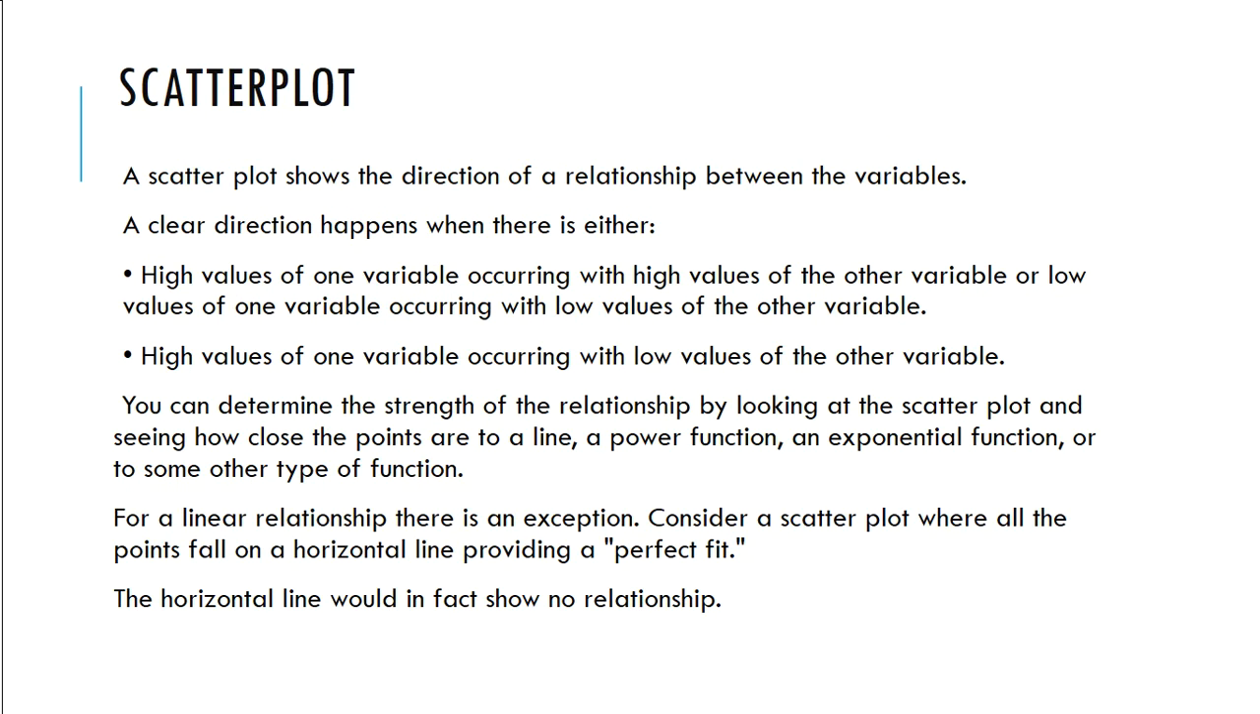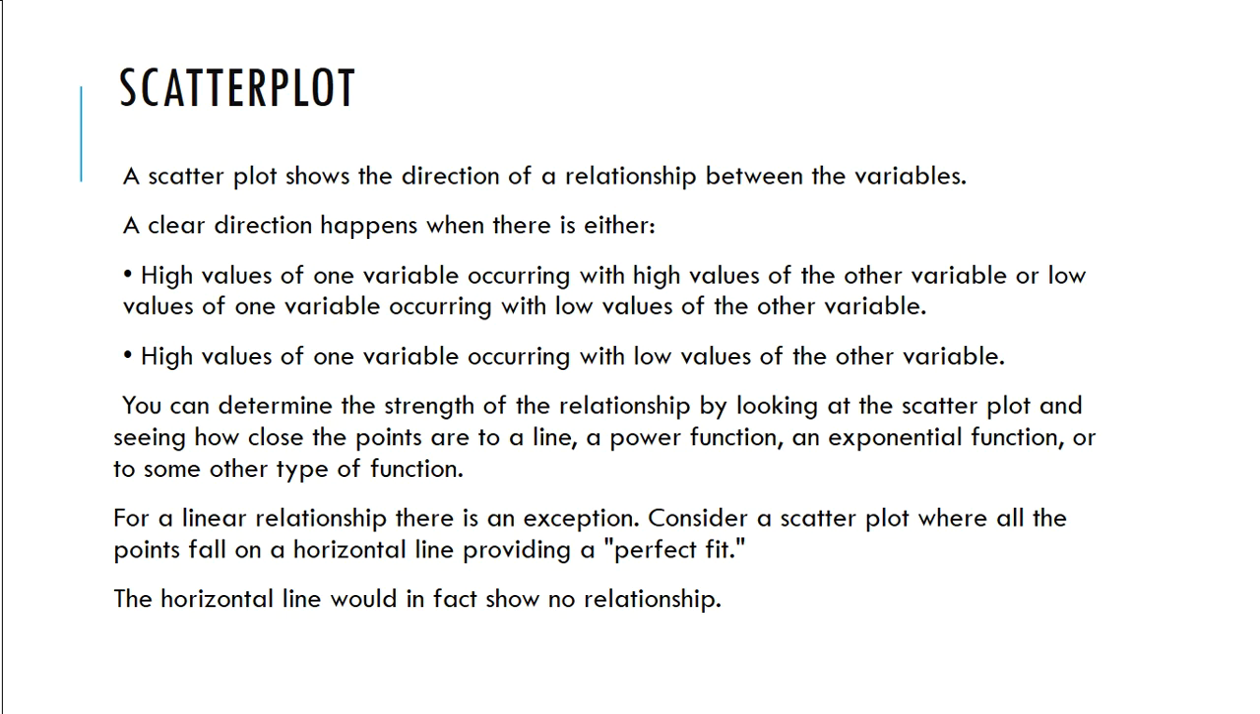A scatter plot can show the direction of the relationship between the variables. A clear direction happens when high values of one variable occur with high values of another, or low values of one variable occur with low values of another. You can also have it where high values of one variable occur with low values of another variable.